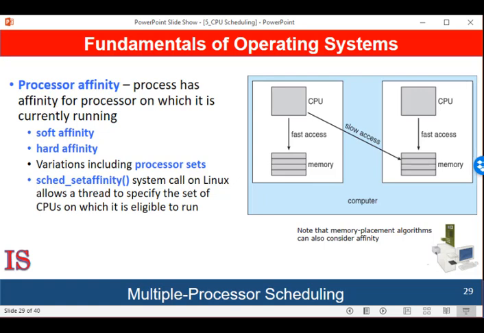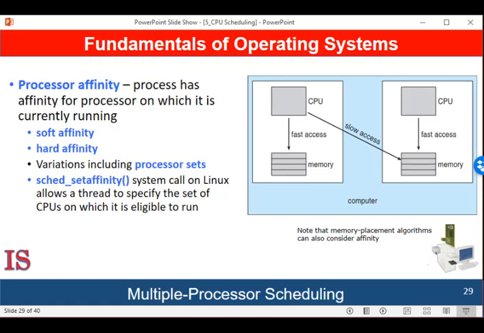Processor affinity can take several forms. When an operating system has a policy of attempting to keep a process running on the same processor but not guaranteeing that it will do so, we have a situation known as soft affinity. Here the operating system will attempt to keep a process on a single processor, but it is possible for a process to migrate between processors during load balancing.